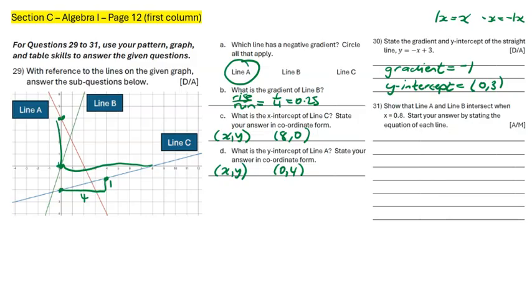Show that lines A and B intersect when x is equal to 0.8. Start your answer by stating the equation of both lines. So let's state those equations. So let's make some room. So we'll write line A over here and we'll write line B over here. So line A is the red one over here. We know the y-intercept of 4.